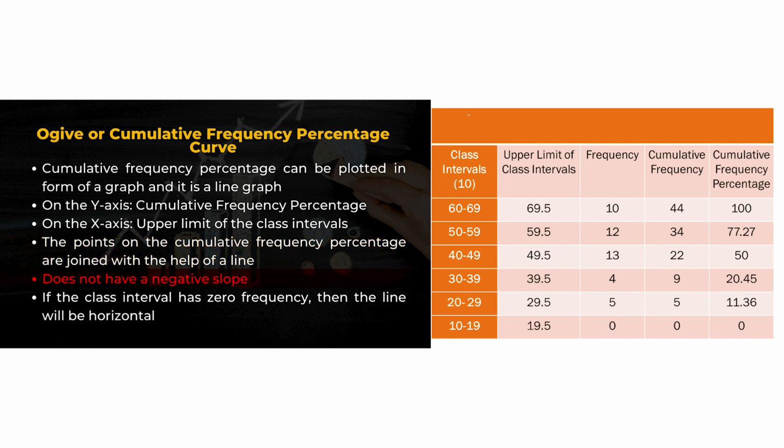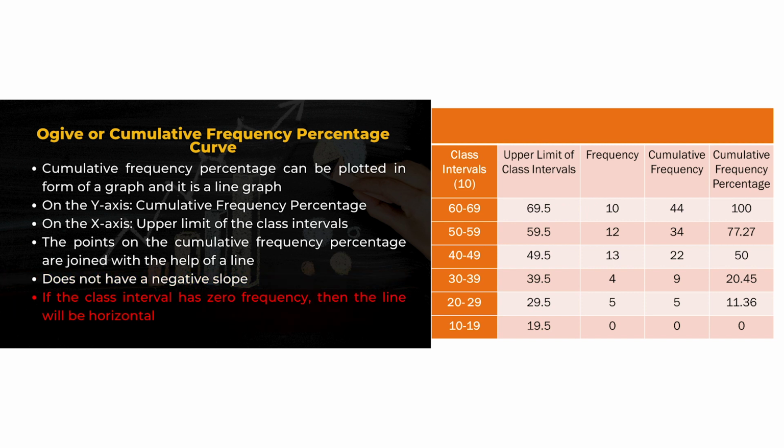However, in this, one thing is important, that it does not have a negative slope. We will see how. It does not reflect a negative slope. And if the class interval has 0 frequency, then the line will be horizontal. This is also important. We will see how.